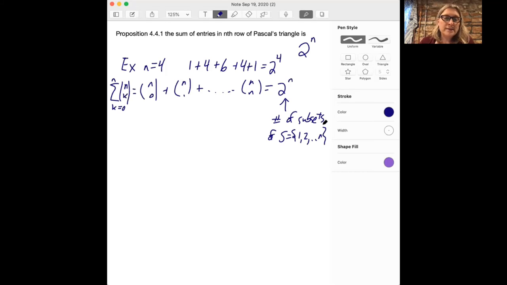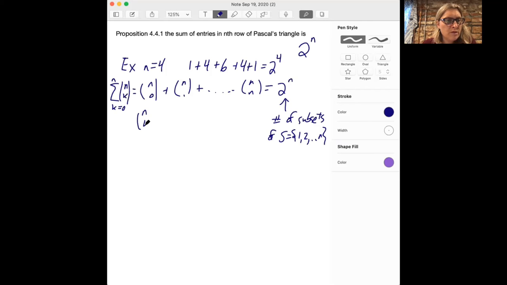Remember why that was? It was because to pick a subset, we have to decide, is the number 1 in or out? There are 2 choices for that. Is the number 2 in or out? There are 2 choices for that. All the way up to, is the number n in or out? There are 2 choices for that. So that's why the number of subsets of S is 2 to the n.